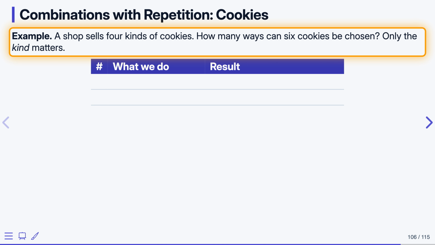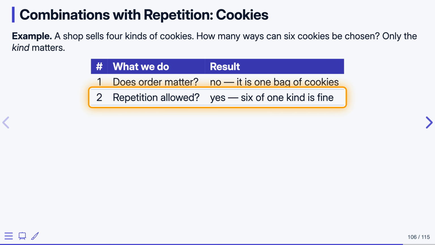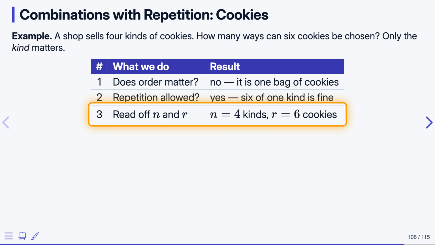Now an everyday version of the same problem. A cookie shop sells 4 kinds of cookies, and we choose 6 cookies. Step 1. Does order matter? No. They all go in one bag, so the order we pick them in is lost. Step 2. Is repetition allowed? Yes. 6 chocolate chip cookies is a perfectly good choice. Step 3. Read off the numbers. There are n equals 4 kinds, and we take R equals 6 cookies. Watch which number is which. The kinds are the types, so kinds are n.